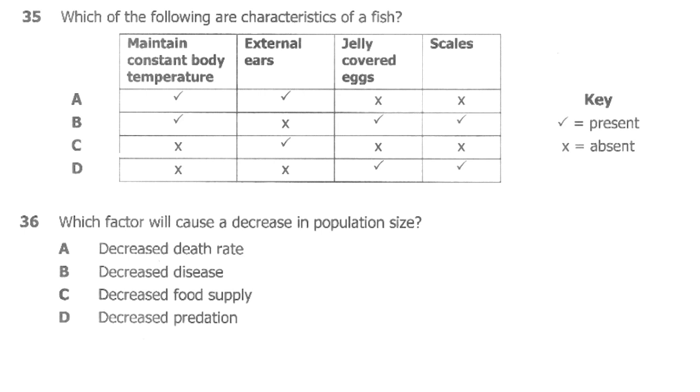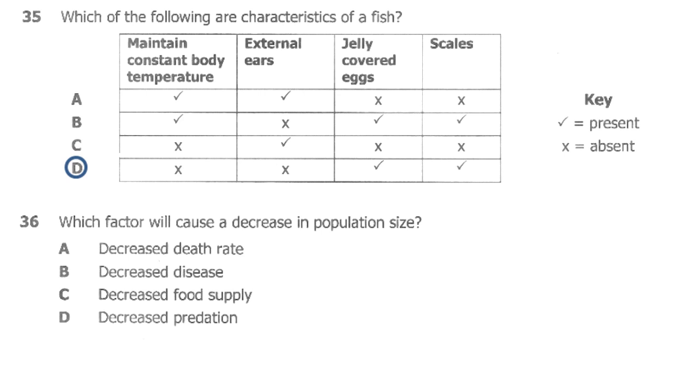So C. Do fish have ears? No. So here our answer will be D. They have jelly-covered eggs and they have scales. So fish eggs are covered by jelly, and fish, of course, we have all seen fish. Fish are covered by scales. So these are the characteristics of a fish.